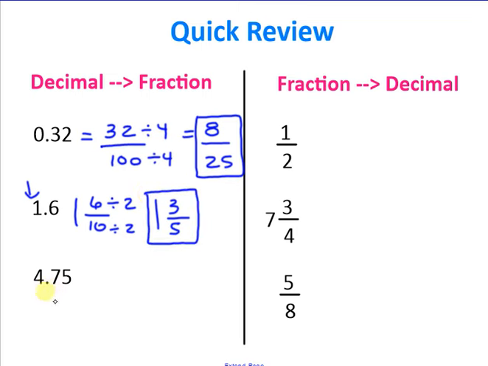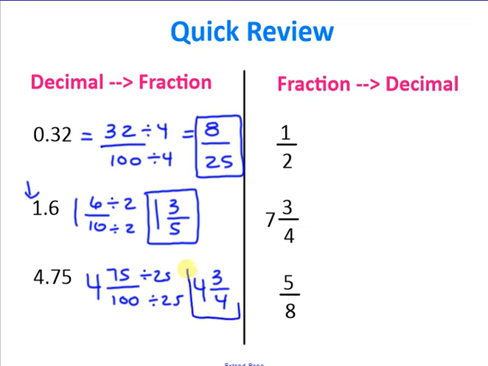Now here we have 4 and 75 hundredths. So again, 4 and 75 over 100. Here the GCF is 25, so we're going to divide the top and the bottom by 25. So our answer is 4 3/4. All right, so that's how we go from decimal to fraction.